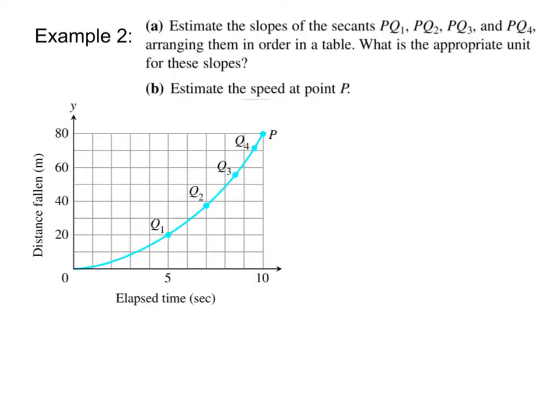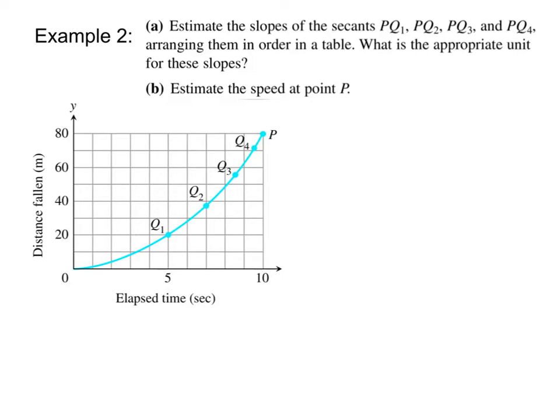Estimate the slopes of the secants PQ1, PQ2, PQ3, and PQ4, arranging them in order on a table. What are the appropriate units for these slopes? Remember that a secant is just the line that connects 2 points on a curve. So we just want to find those slopes.